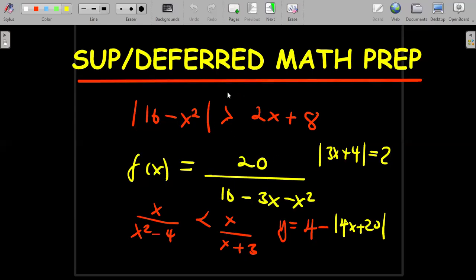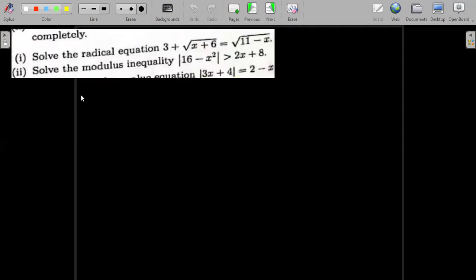Okay, so in this deferred math preparation, we will start from here, and the question says: solve the radical equation. Radical equations are equations where you have a square root somewhere, as you can see in that question, we have that square root and the other one.